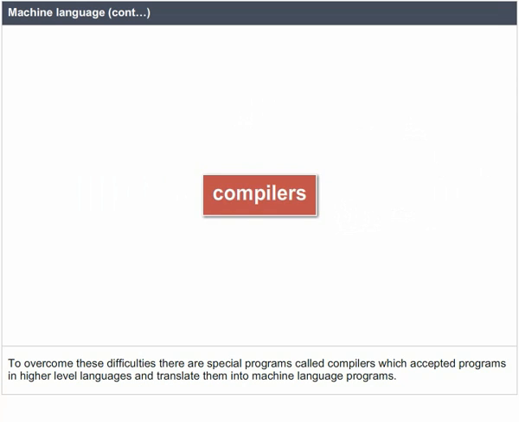To overcome these difficulties, there are special programs called compilers which accept programs in higher-level languages and translate them into machine language programs.